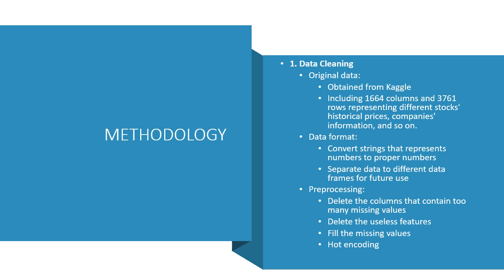We first formatted data by converting strings that represent numerical values to int or float, and separated the messy dataset into several different data frames, such as close prices, descriptive information, and so on, for future use. We then deleted the columns that contained too many missing values or useless features, filled the missing values, and performed hard encoding to make the categorical variables dummy variables.